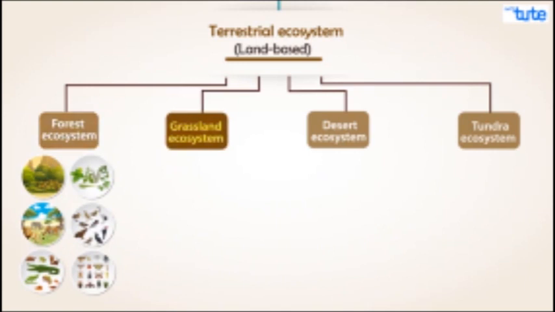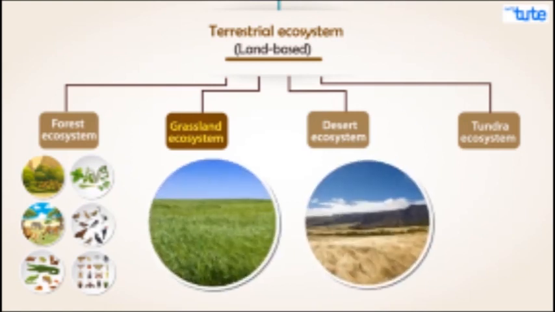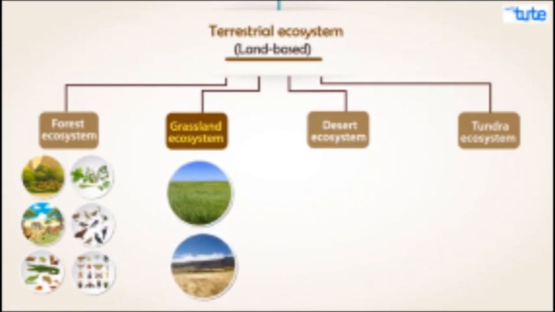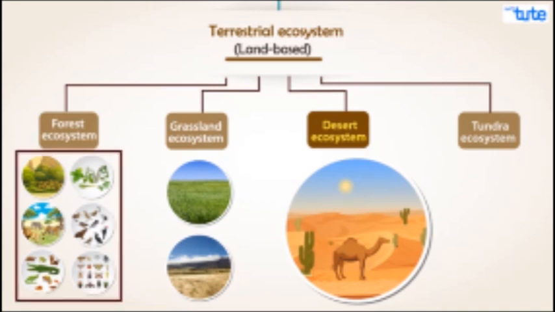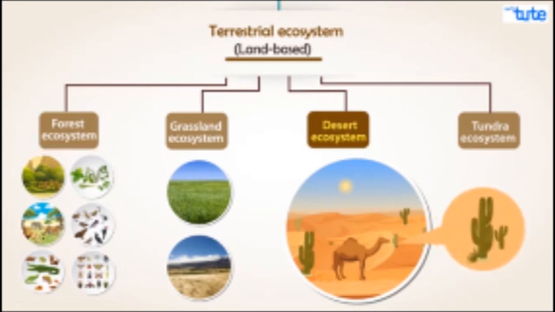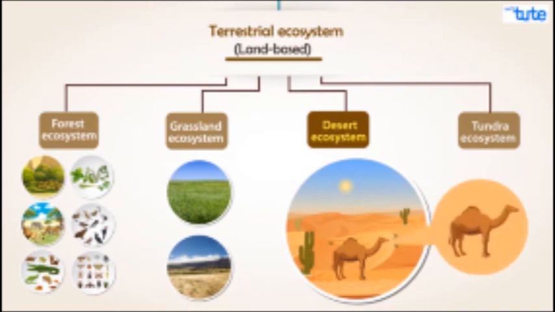Coming to grasslands, why do you think it is called grassland? Yes, you guessed it right. Here the vegetation is mainly dominated by grass. Unlike forest, we don't find trees here. Different animals, insects inhabit this region. Desert ecosystem: a hot and dry region which receives scanty rainfall and is mostly barren land. If you compare with forests, the variety of plants and animals are not found here. Only plants like cactus and animals like camel are found in this region, who can withstand the climate here.